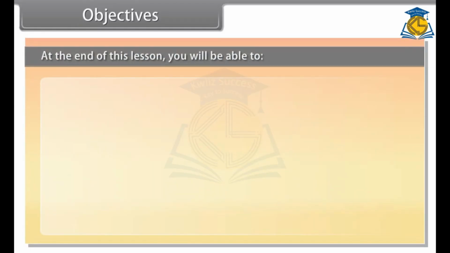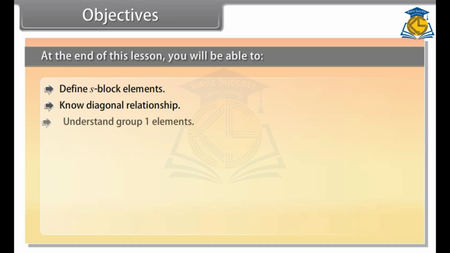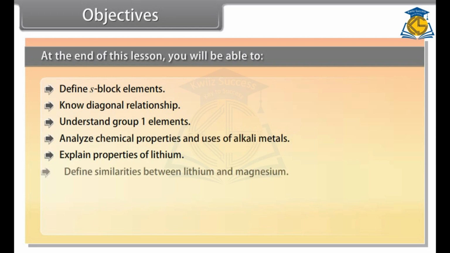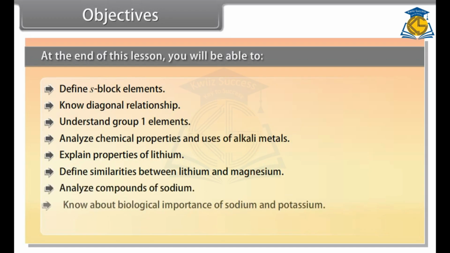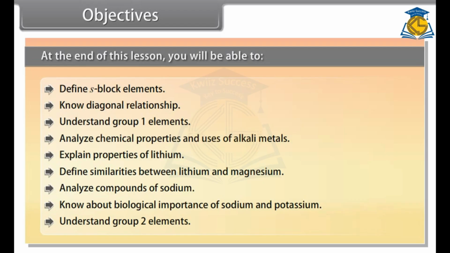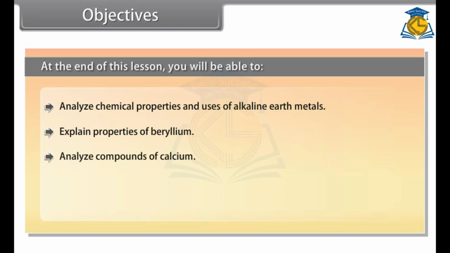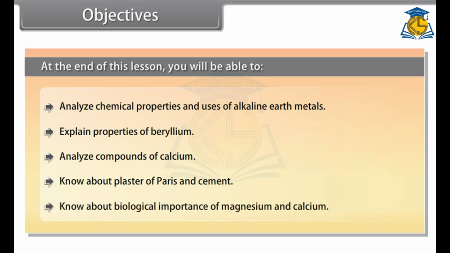Objectives. At the end of this lesson, you will be able to define S-block elements, know diagonal relationship, understand group 1 elements, analyze chemical properties and uses of alkali metals, explain properties of lithium, define similarities between lithium and magnesium, analyze compounds of sodium, know about biological importance of sodium and potassium, understand group 2 elements, analyze chemical properties and uses of alkaline earth metals, explain properties of beryllium, analyze compounds of calcium, know about plaster of Paris and cement, know about biological importance of magnesium and calcium.